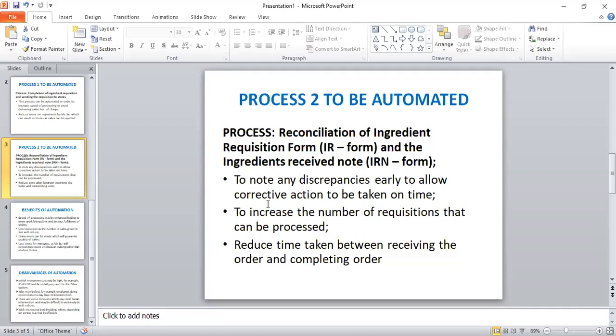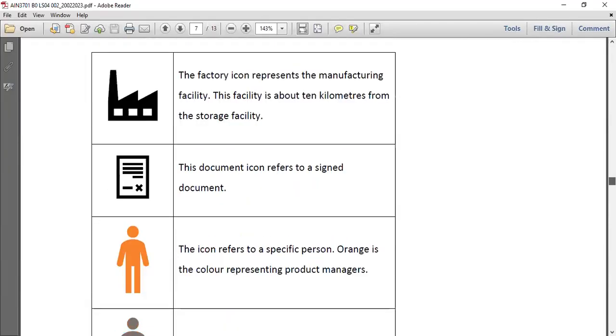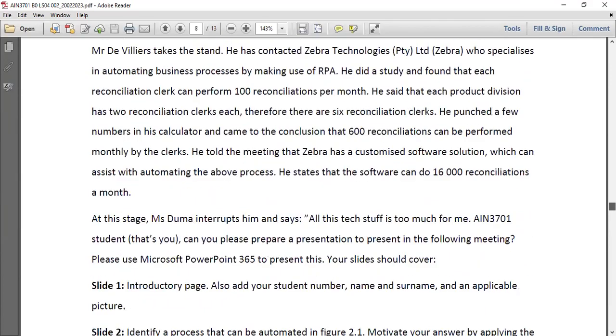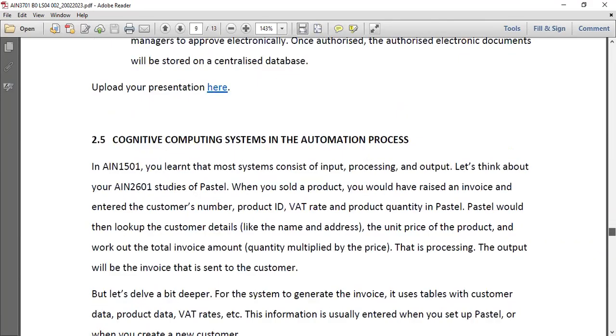Any questions? Right. If we don't have any questions, then we can complete our assignments. For this assignment 5, when you have done your document, you come here and upload your presentation. It will take you directly to where you are supposed to upload that assessment.